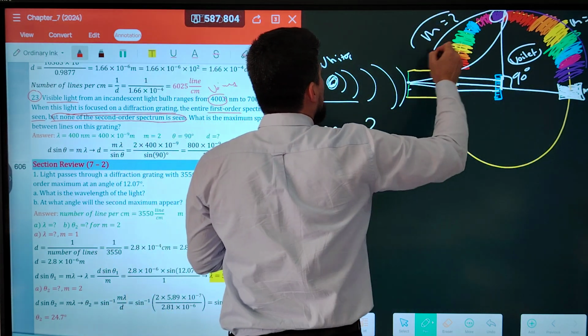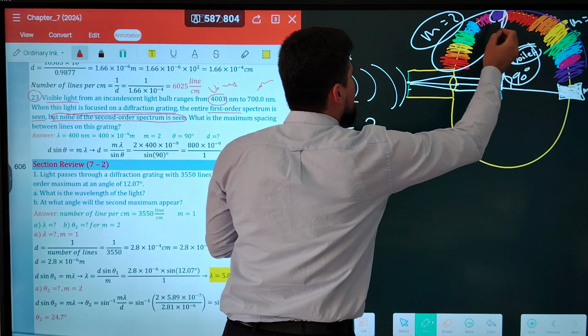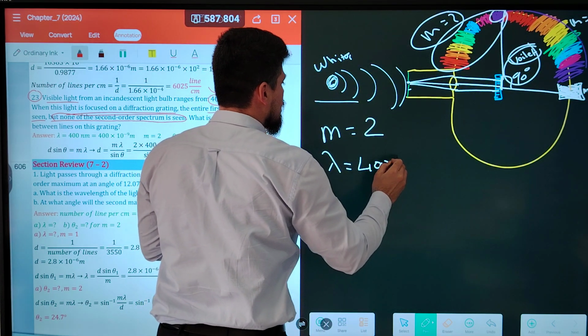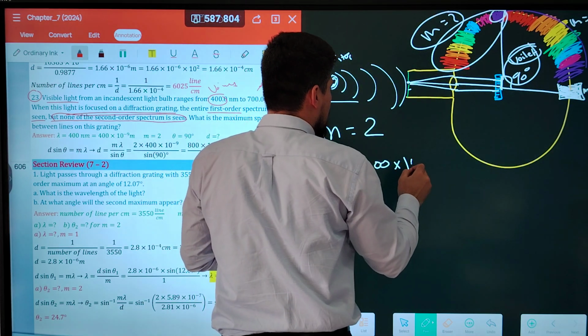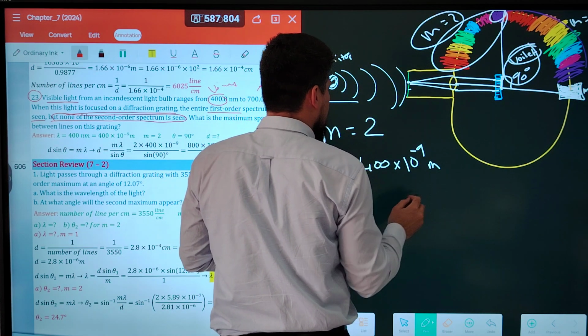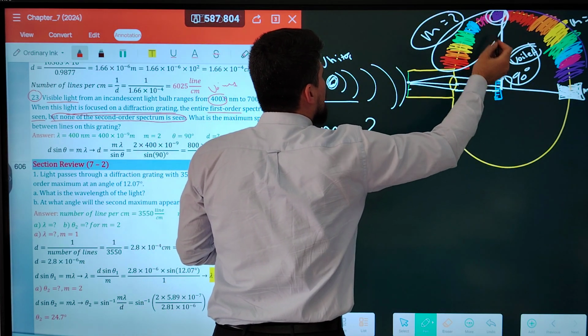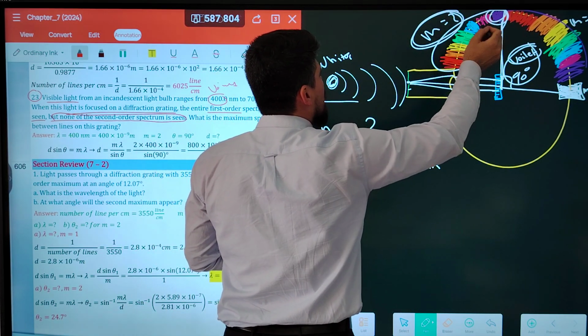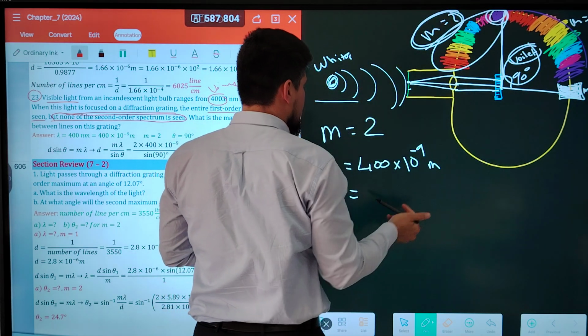2. When m is equal to 2, which wavelength can be used? The wavelength of violet, 400. We cannot use the red one because the red can be seen. Time is 10 to the power negative 9 meter. And at which angle does the violet appear in the second spectrum, in the second order?